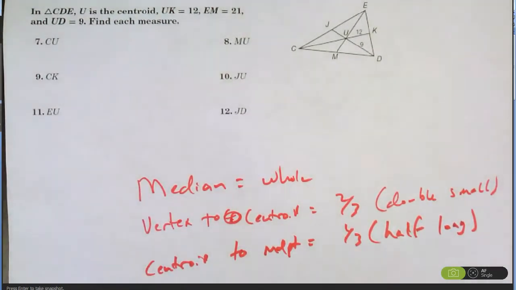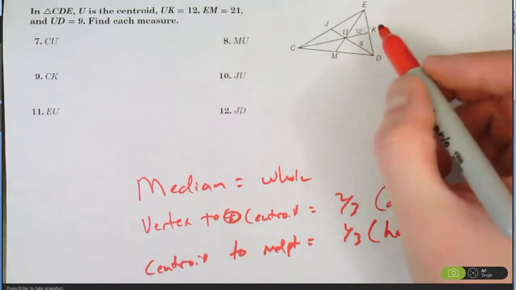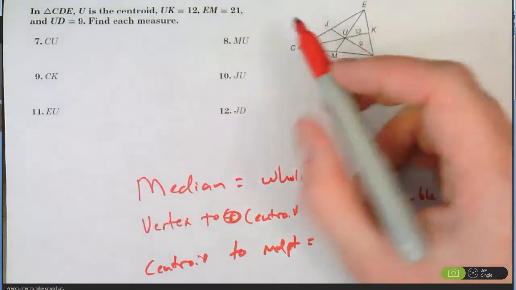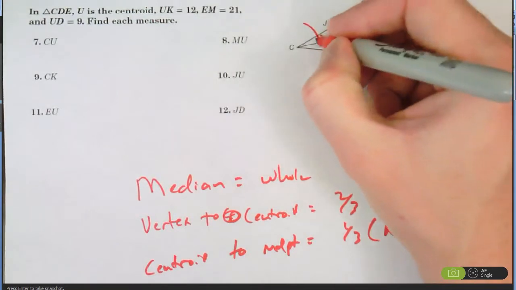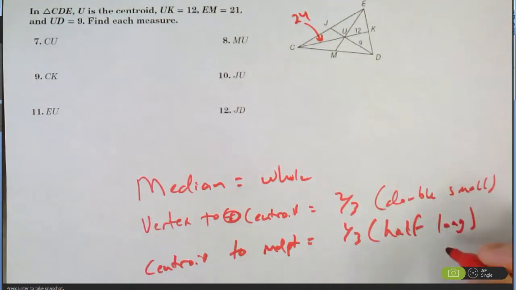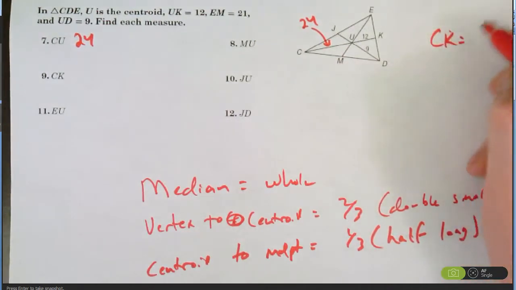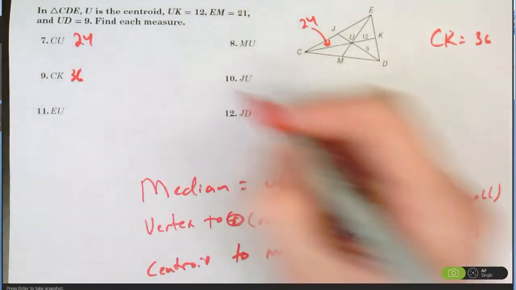So here's what I always do. Before I do anything, I figure out what I know from what's given. So for instance, I know UK is 12. Well, UK is the short one because it goes from centroid to the midpoint, because they told us U is the centroid. Well, if this is 12, double it to get the big one, 24. So CU is 24, but that also means then that CK is 24 plus 12, which is 36. Okay. So that's for CK. Yep, there we go, 36.